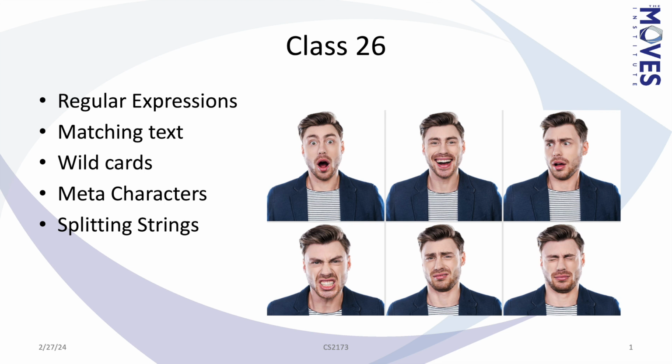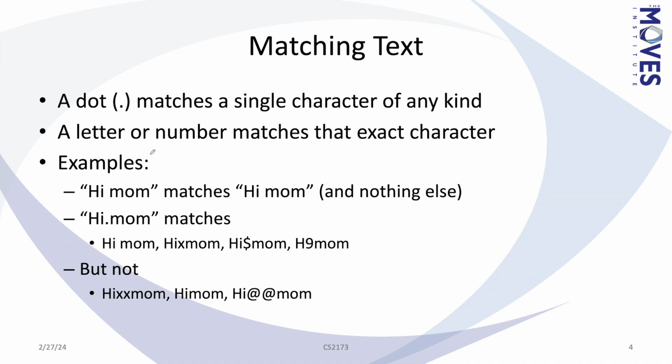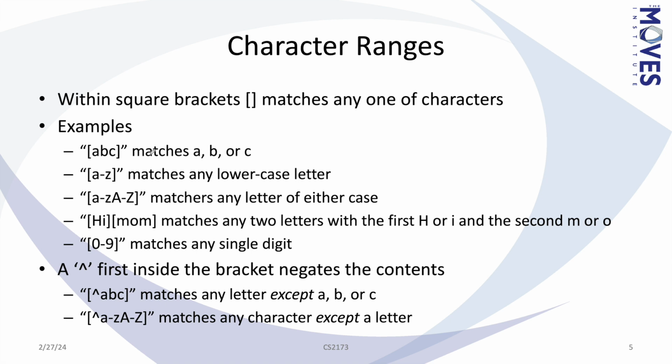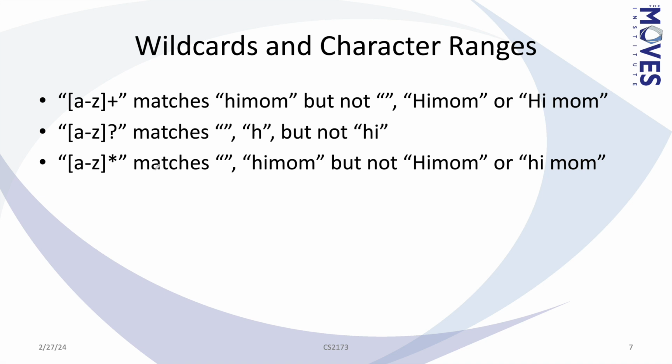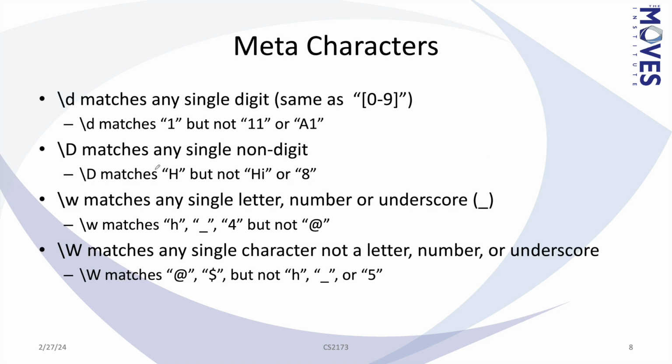Okay, there's just a little bit from yesterday that I need to finish up on. We talked about regular expressions and how they match text. We talked about the different wildcards, like the dot, the character ranges, how the up arrow inside the bracket negates what's in there. In addition to the dot, we have the question mark, the plus, and the star that you're used to. And then the meta characters.